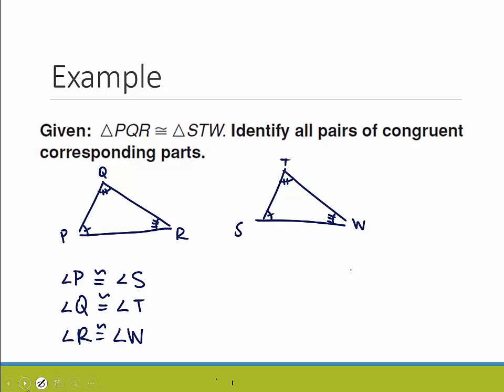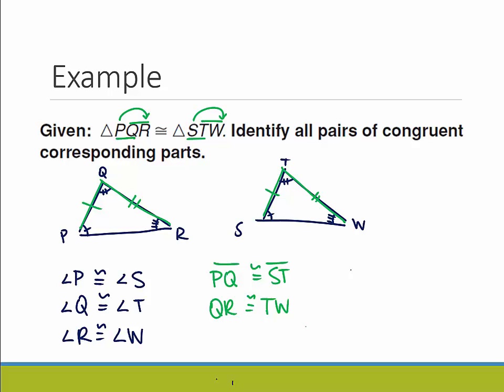And then the sides that connect have to be congruent also. So in the words, P and Q and S and T, and we can see that from our picture that we have here. And then Q and R and T and W. And again, you can see that from the picture. And then finally, the last one, connect the first and the last. So PR, sorry, and SW. And there are these ones on the bottom.